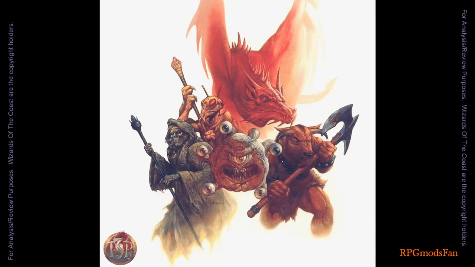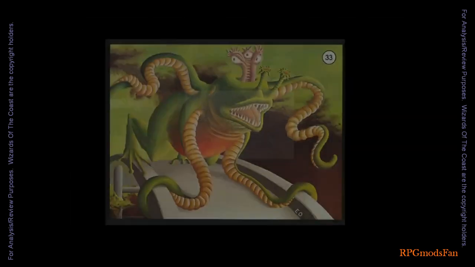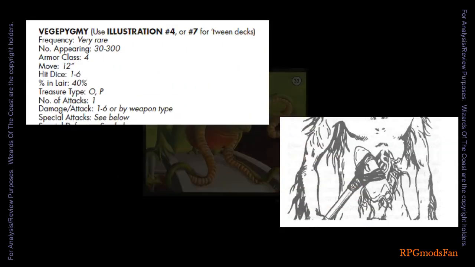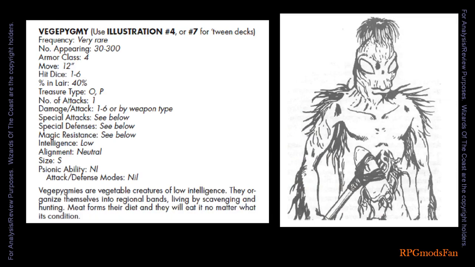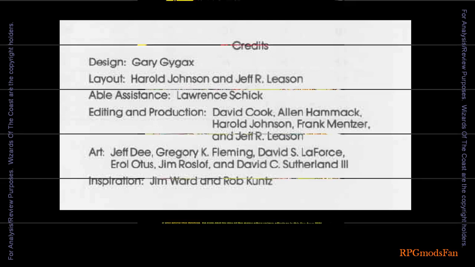A number of monsters make their debut to D&D in this module. The most notable ones are the wolf in sheep's clothing, the froghemoth, and the short bipedal low-intelligence veggie pygmies. Roll credits. Displayed are the credits found within the module itself.